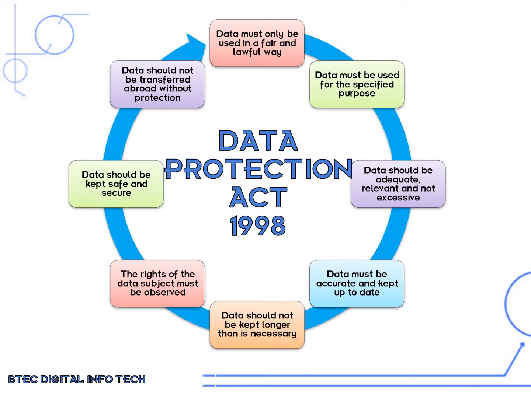I've summarised all 8 principles into this diagram to make it easier for you to remember. So, essentially, data must only be used in a fair and lawful way. Data must be used for the specified purpose. Data should be adequate, relevant and not excessive. Data must be accurate and kept up to date. Data should not be kept longer than is necessary. The rights of the data subject must be observed. Data should be kept safe and secure. And data should not be transferred abroad without protection.